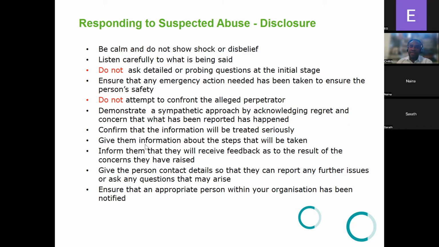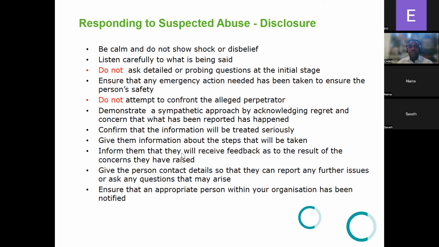Number 8, give them, that's the service user or the elderly individual, information about steps that will be taken. So you let them know that this is going to be reported to the appropriate officer, it's going to be investigated, and action will be taken on the perpetrators. They need to know that something is going to be done, and they need to know that they will get to the bottom of this, and whoever is responsible will be held accountable.